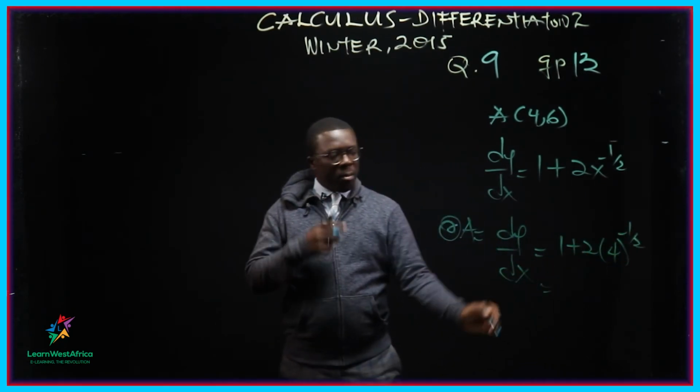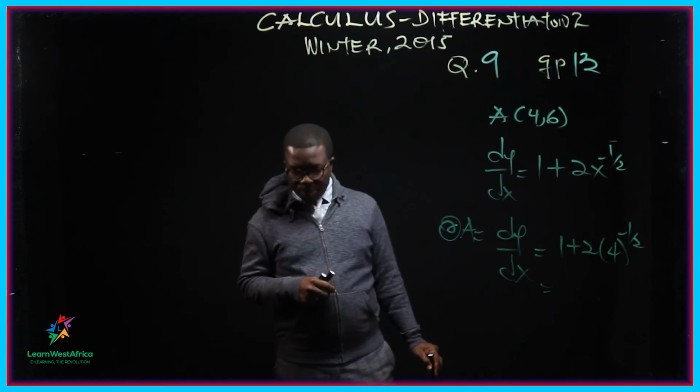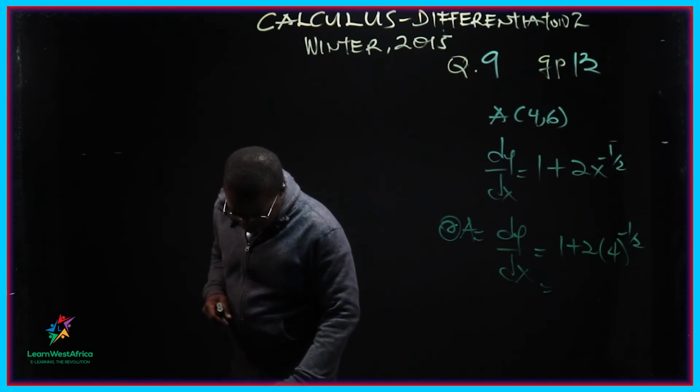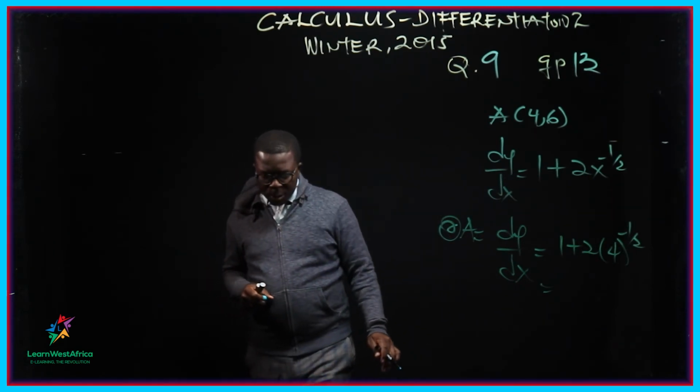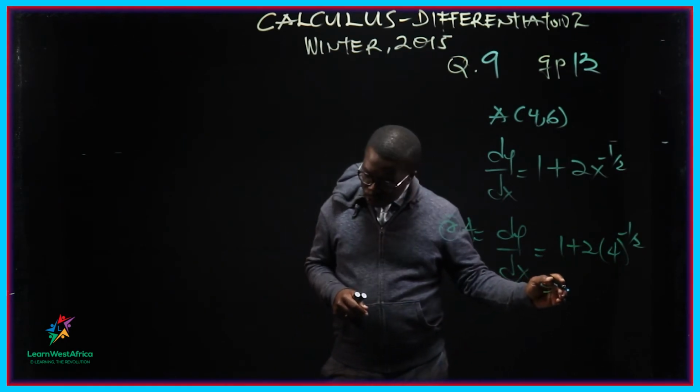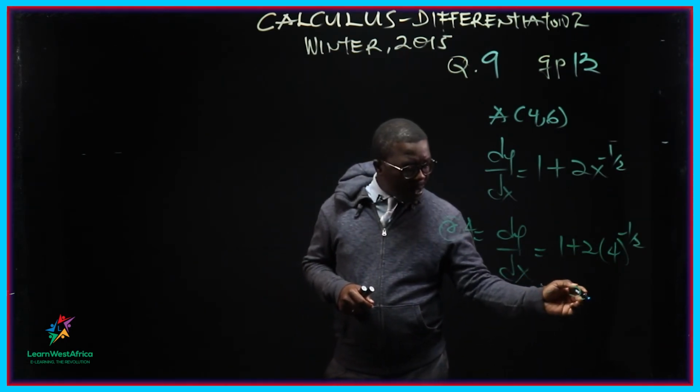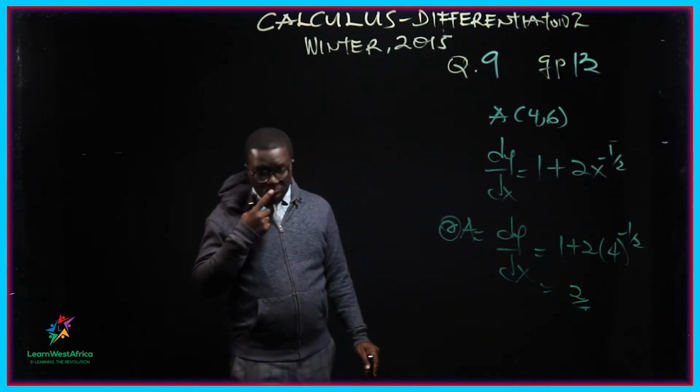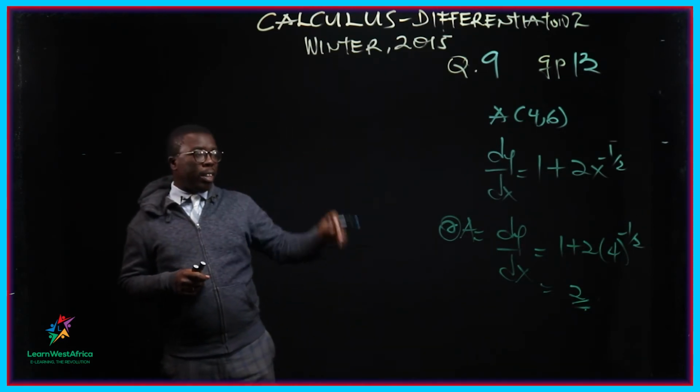Okay? So what happens to that? Now, if you deal with that, we should have the gradient of the tangent to be 2. Okay, so now we can find the equation of the tangent at point A.